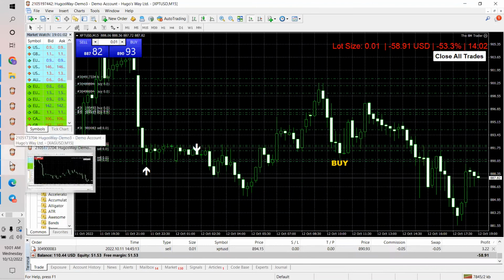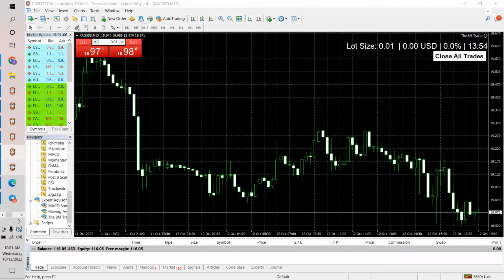Platinum, we did take a loss on there, but that's okay. We'll definitely bounce back from that. And silver, we did not do any trading on that pair.